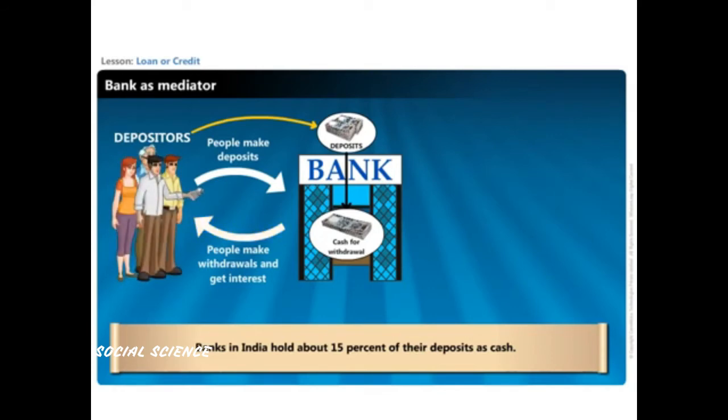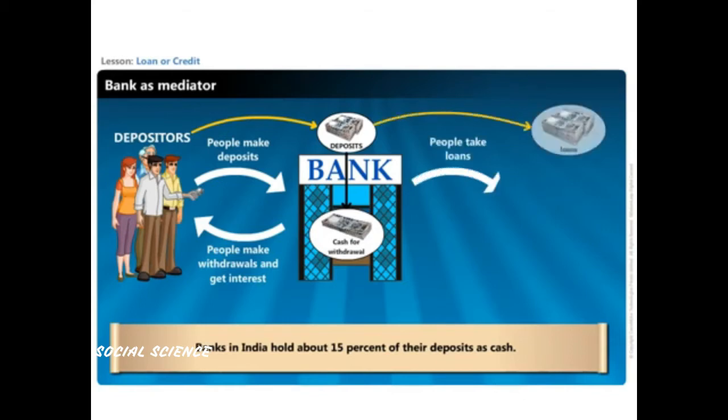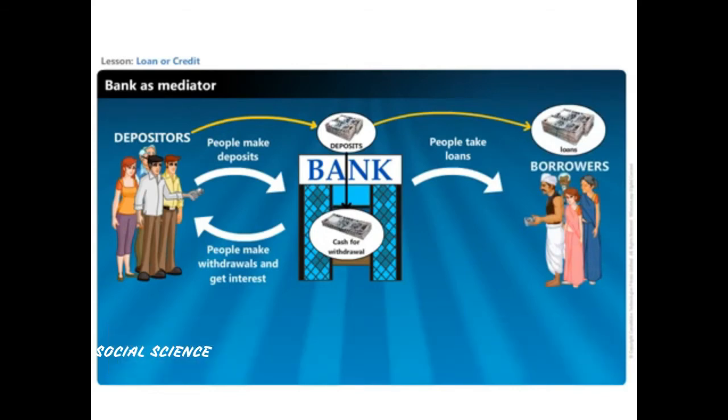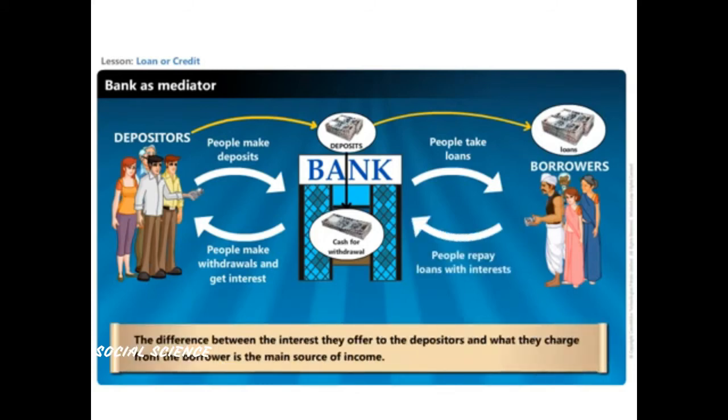Since only some of the many depositors come to withdraw cash from the bank, they are able to manage with this 15%. Banks use the major portion of the deposits to extend loans. There is a huge demand for loans for various economic activities, which is fulfilled by the bank loans. Banks charge a much higher interest on loans than they offer on deposits. The difference between the interest they offer to the depositors and what they charge from the borrower is their main source of income. This is the interesting mechanism through which the bank mediates between the depositors who have surplus funds and the borrowers who are in need of these funds.